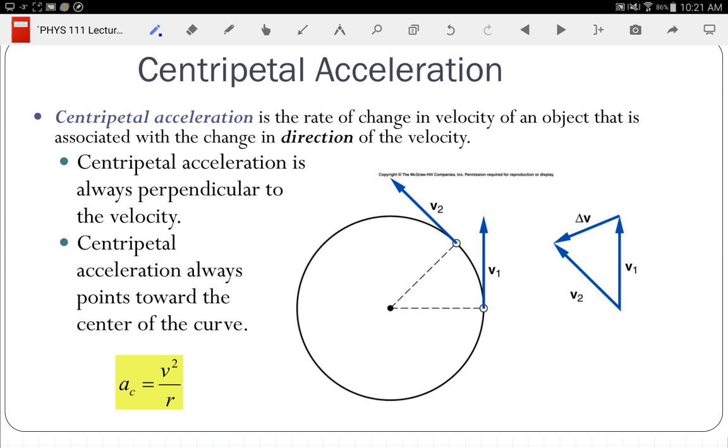So that's what the centripetal acceleration is. Centripetal is a word that means toward the center. And we will talk about the difference in centripetal and the fictitious centrifugal on Monday.